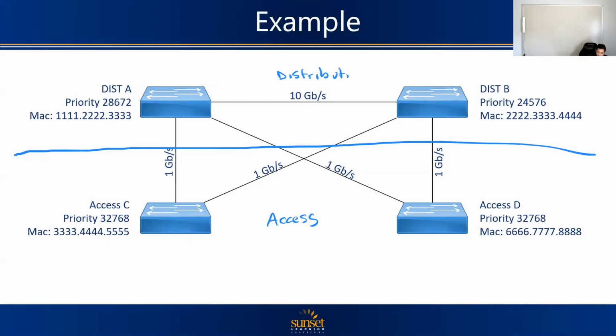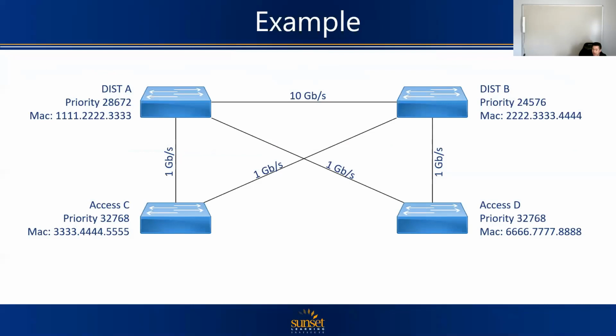And then there could be another top level up here, and that top level could be your core, right? The idea with the switching environment is we want to allow the root bridge to become, at least on our distribution or distribution collapse core layer switching, right? So that we control the flow of traffic to move up our hierarchy of our topology, okay? So that's really why we want these switches in the distribution layer to become our root bridge here, all right?